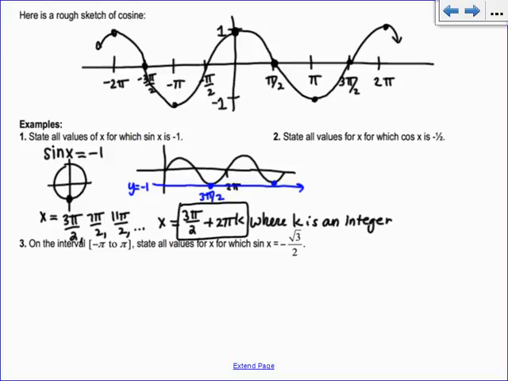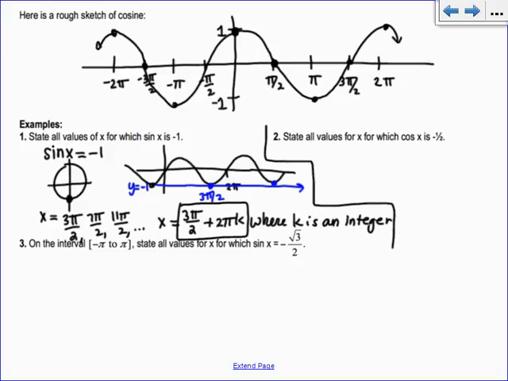Yeah, it is negatives as well. Yeah, this will continue going this way, and so it will cross there as well. Okay. So that's why you have plus 2 pi k where k is an integer with an infinite number of answers. Sarah. So it says state all values for x for which cosine of x is -1/2.